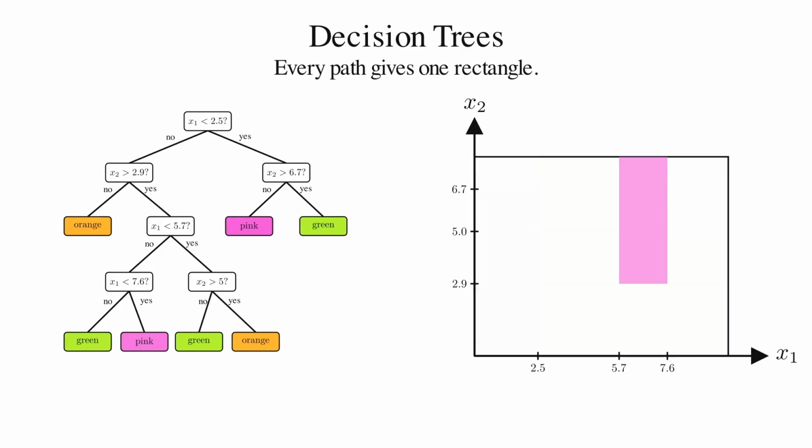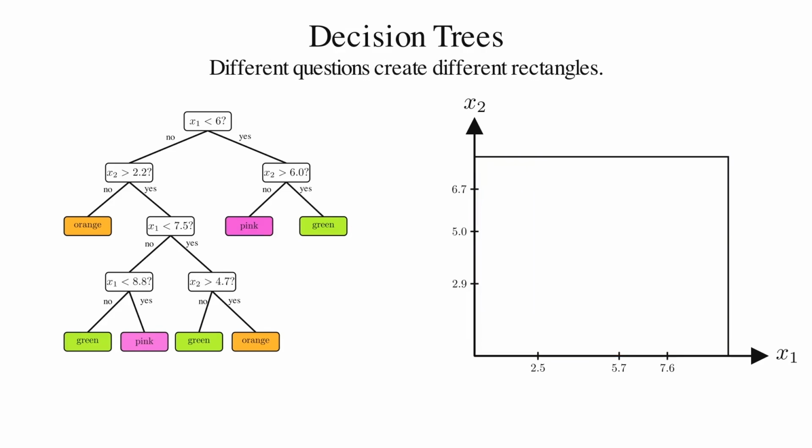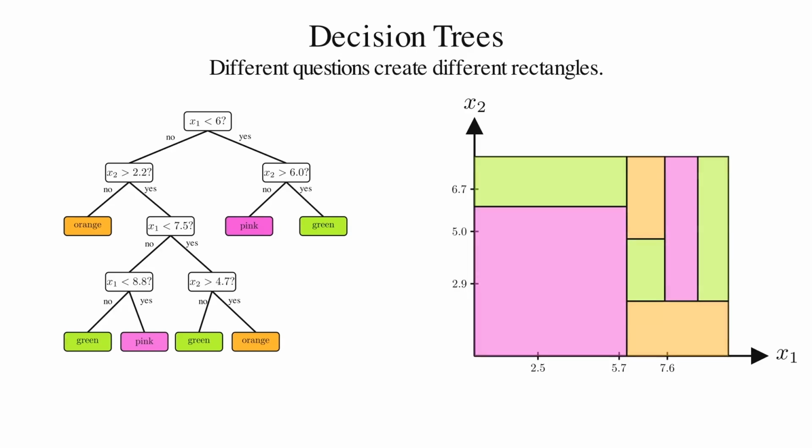If we repeat this idea for every possible path through the tree, the whole input space gets divided into rectangles. Each rectangle corresponds to one leaf, and each rectangle gets the color of that leaf. But these rectangles depend completely on the questions we ask. If we change the thresholds, the decomposition changes as well.